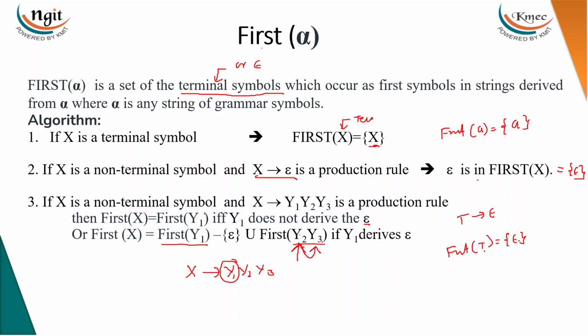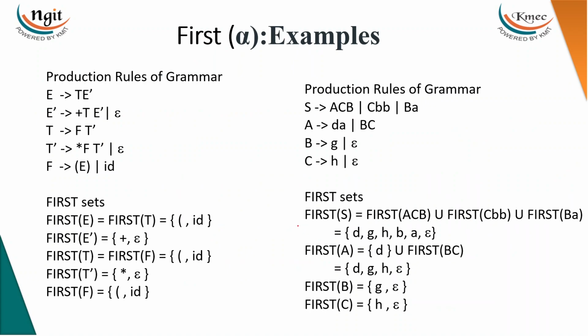Let me explain with a simple example, guys. See here. First of E is nothing but first of T. So first you have to go for the first of T. First of T is nothing but first of F. So then what you are supposed to do? First you have to find first of F.